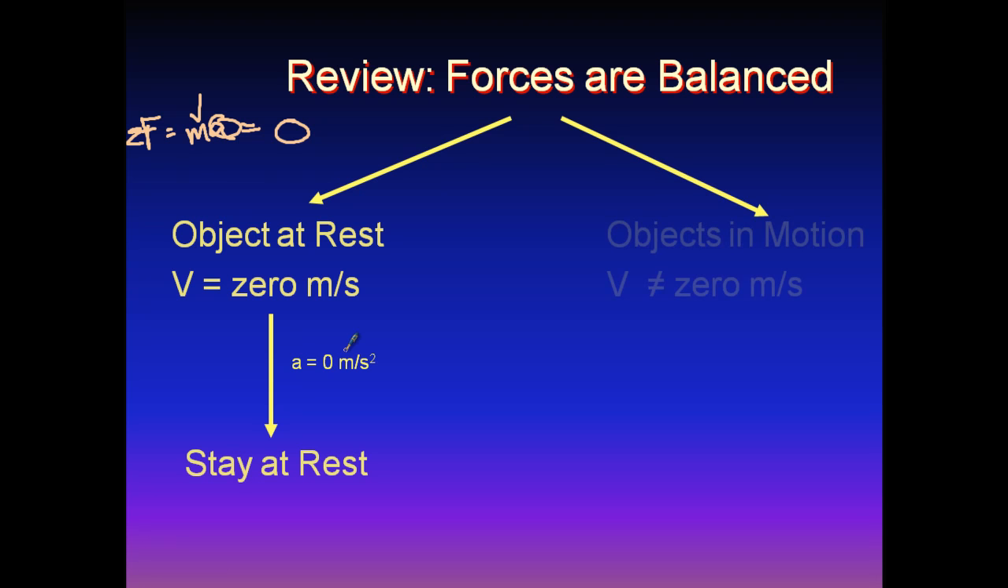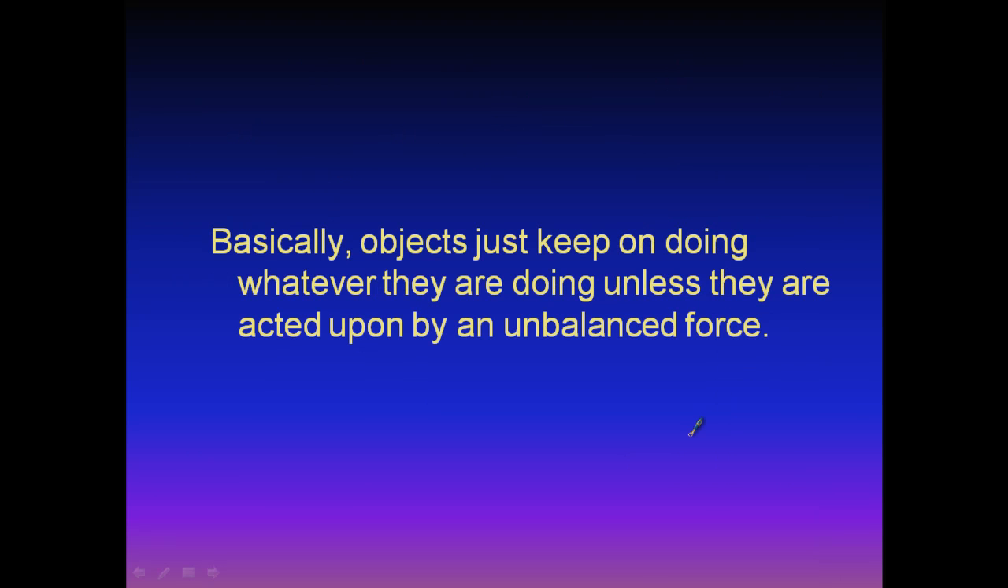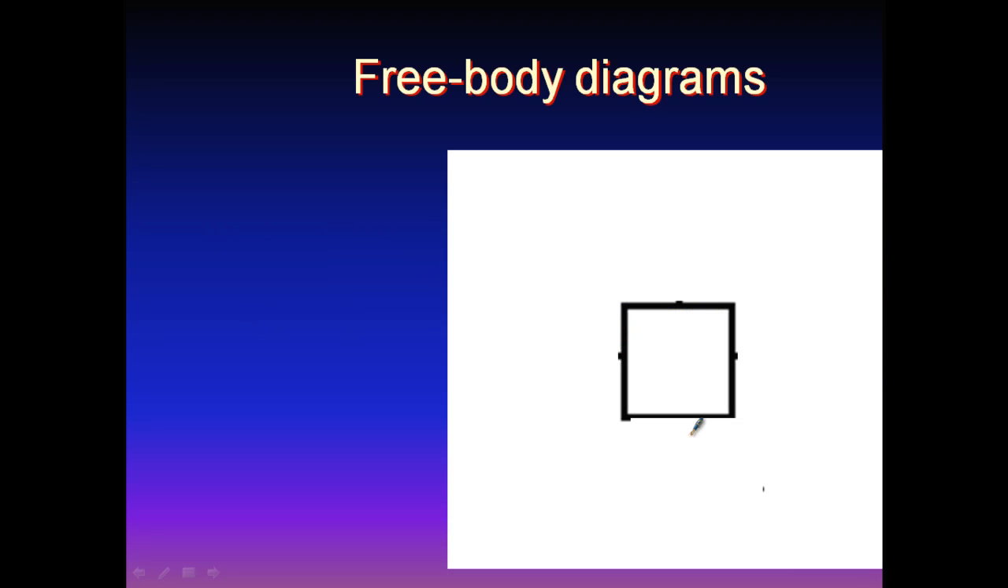Similarly, objects in motion, meaning their velocity is not 0, if the net force equals 0, that means acceleration must be 0. And they will stay in motion, the same speed and direction. Direction is important because we're going to be talking about rotational motion real soon. There's always an acceleration if something's turning. So basically, objects just keep on doing. They keep on trucking. So they keep on doing whatever they're doing unless they are acted upon by an unbalanced force. So some Grateful Dead, just keep on trucking.